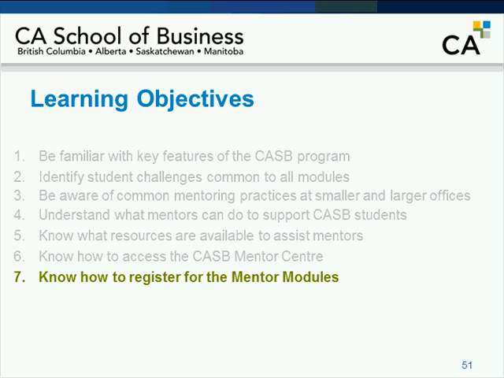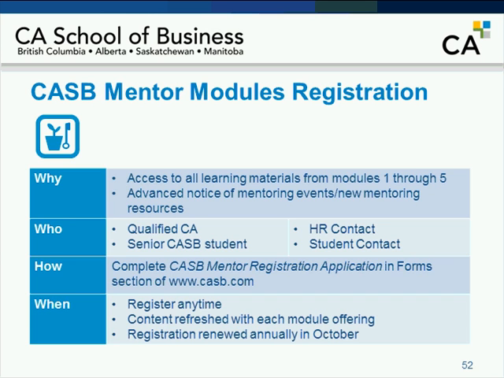And so finally, we'll end with showing you how to register for the mentor modules. So as we just mentioned, the CASB mentor modules are going to contain all the learning materials from modules 1 through 5. And you do have to register to get access to it. So in order to register, you do have to be either a qualified CA or a CASB student who would be more senior to the student that you're mentoring.